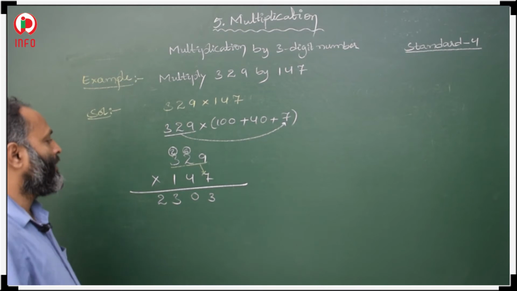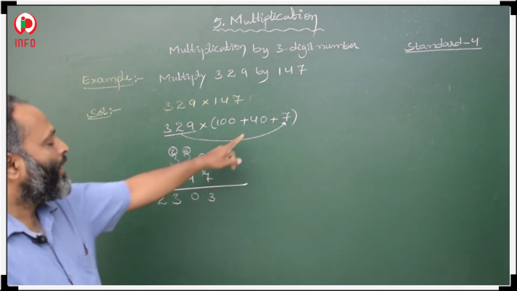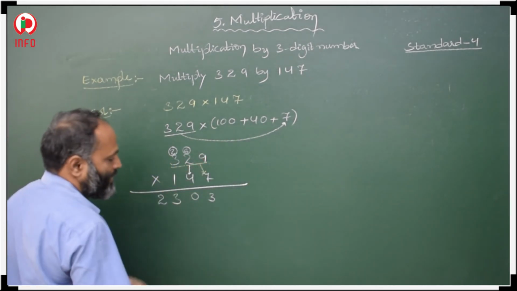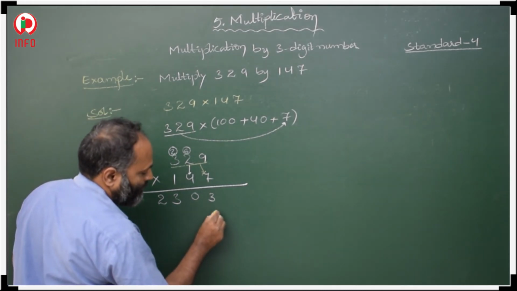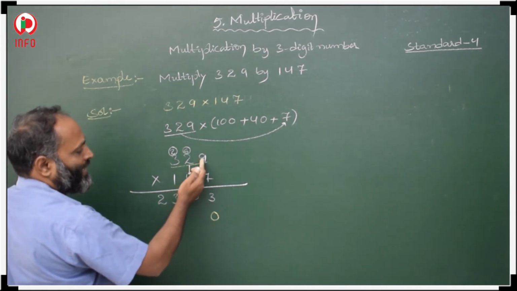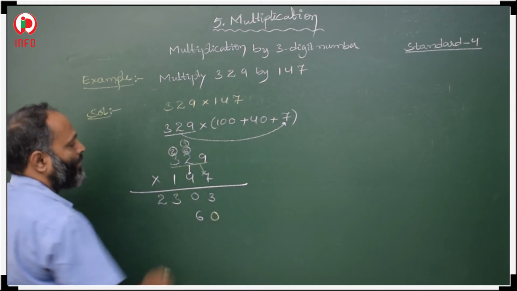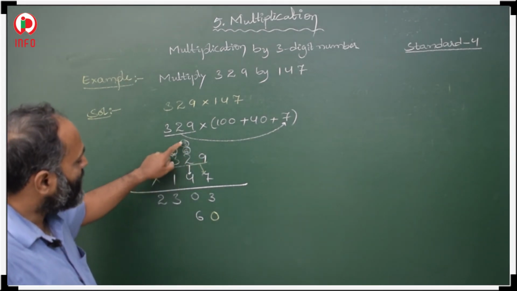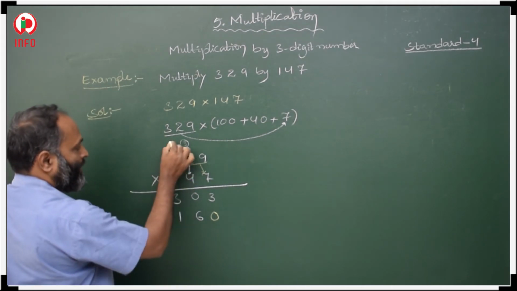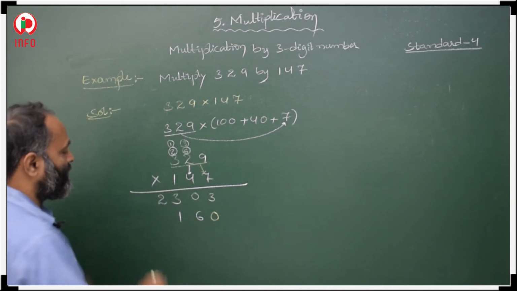Now we have to multiply with 4. Here 4 means 40 is there. It is in tens place. So that is why we have to keep a 0 here first in ones place. Now with 4 we have to multiply. 4 nines are 36. 6 here and 3 here. 4 twos are 8. 8 plus this 3, 11. 1 here and 1 here. 4 threes are 12. 12 plus 1, 13.